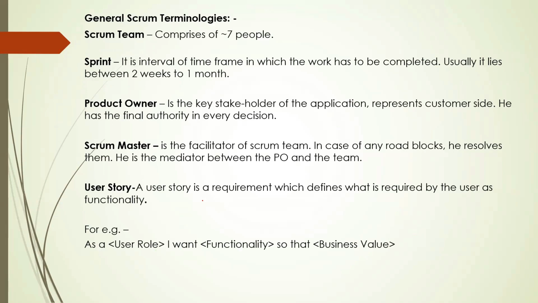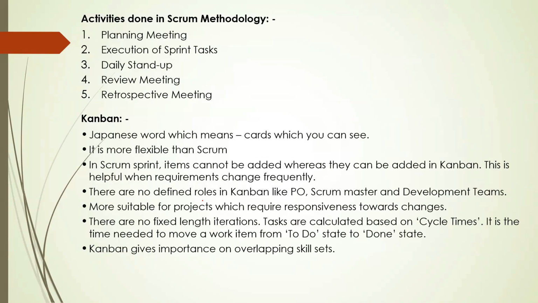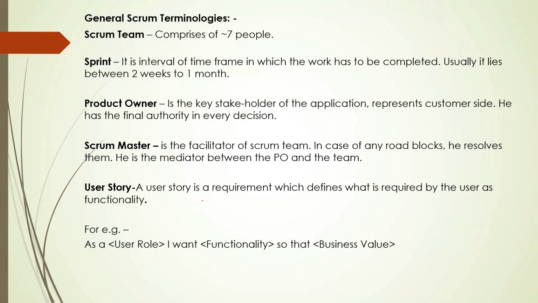I told you that Scrum consists of 7 people. We have discussed this. Now we will talk about sprint. What is sprint? Next, we have product backlogs. Next, we have activities, and that's all. Now, we will talk about sprint. What does sprint mean? It is an interval of a time frame in which the work has to be completed. Usually it lies between 2 weeks and 1 month.